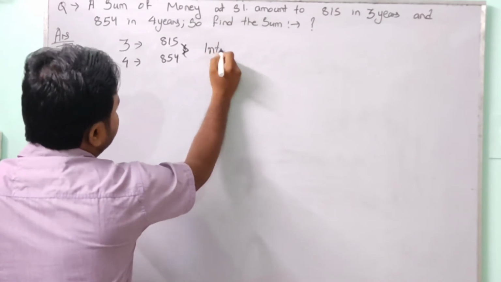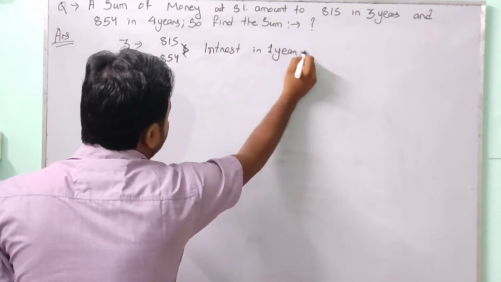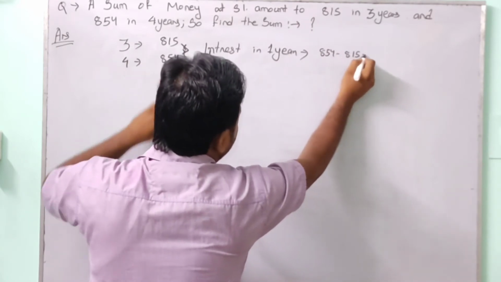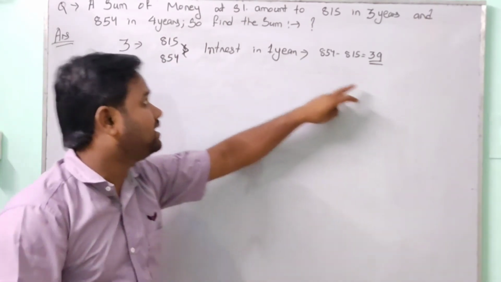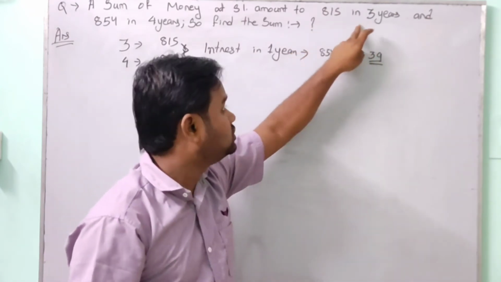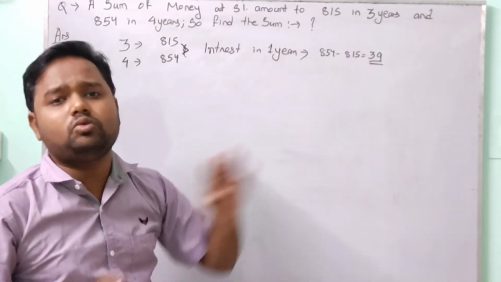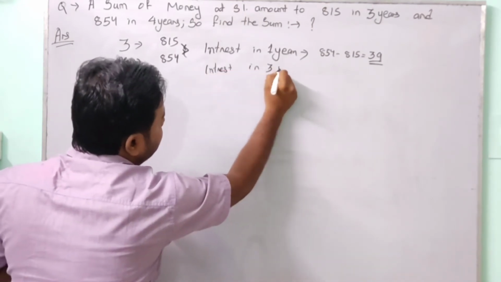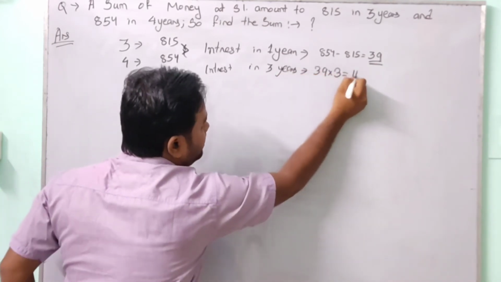So here we have to calculate the interest in 1 year. Interest in 1 year is equal to 854 minus 815, which is 39. So 1 year interest is 39. Here the total amount is given as 815 in 3 years. Interest in 1 year is 39, so interest in 3 years will be 39 into 3, which is equal to 117.